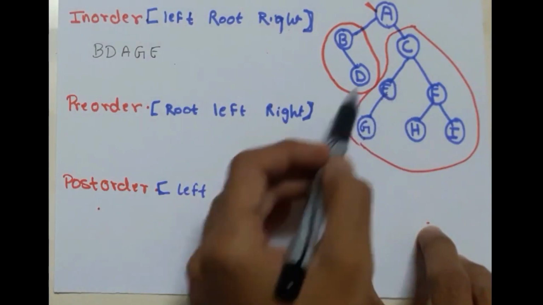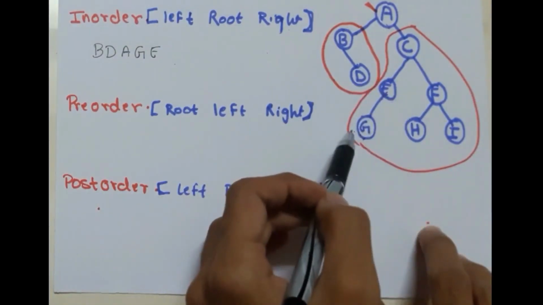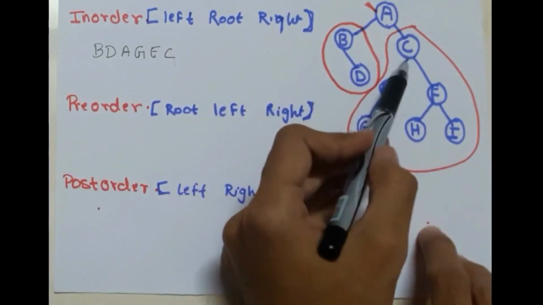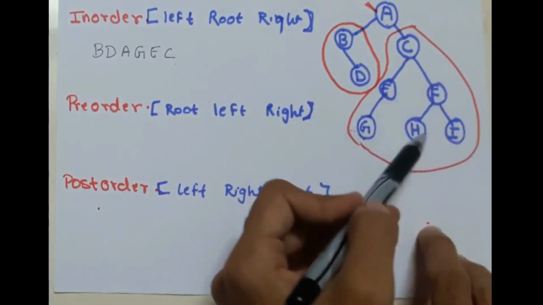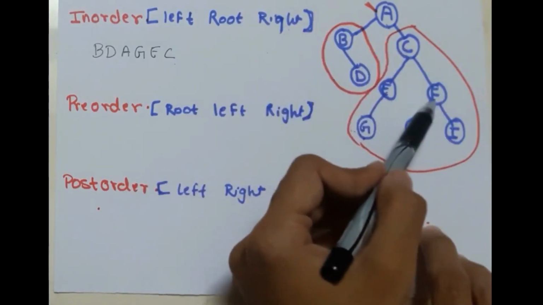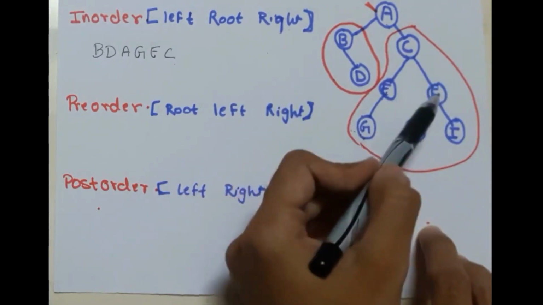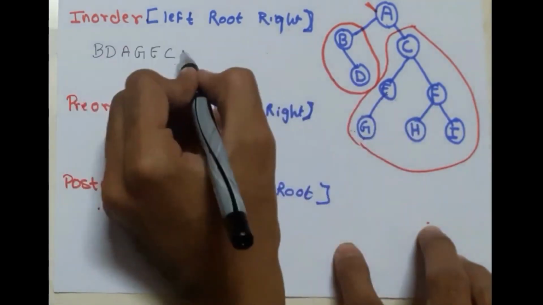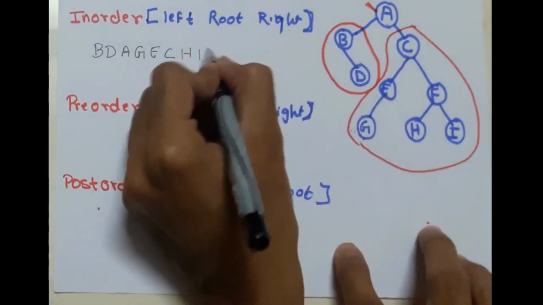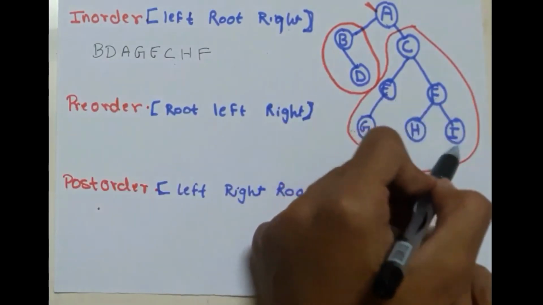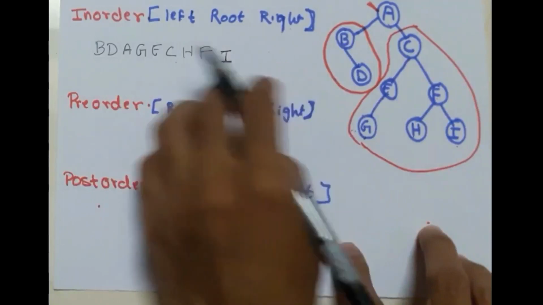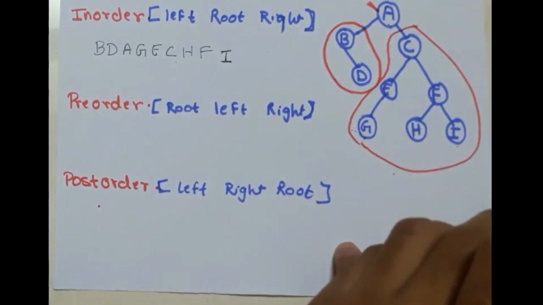Then we are done with the left part of C. Then after left, root, C. After root, right. So right part. So right part of C again will follow left root right principle. So in this F is the root. So we'll go into the left part of F, that is H. After left, root. So root of H is F. After root, right. So this is the in-order traversal for this example. Okay.